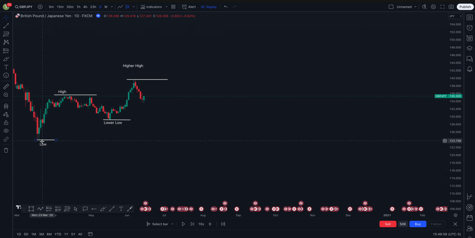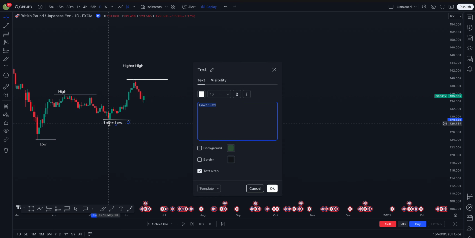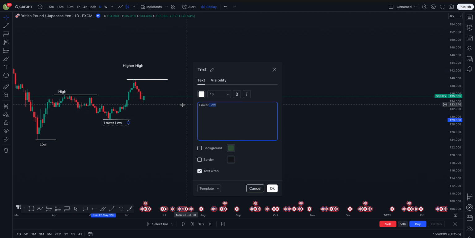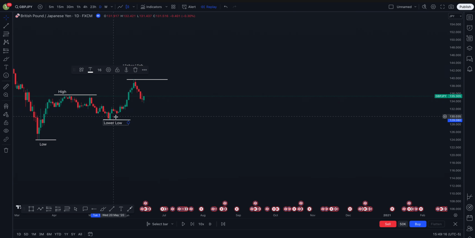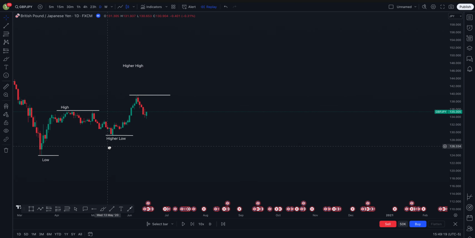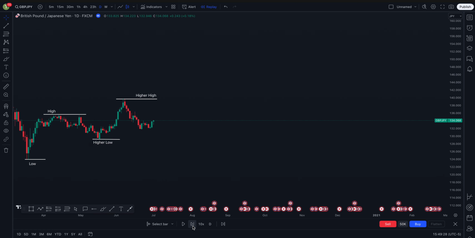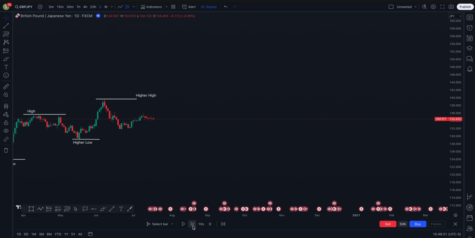So we started out as a low, we went to this high, price pulled back, created a higher low. Sorry, this is not supposed to be a lower low, my bad guys. This is supposed to be a higher low because it's higher than the previous low. My apologies. And then after creating this higher low, it went ahead and created a higher high. So now we wait and see what the market does next, if it breaks the low or if it breaks the high.